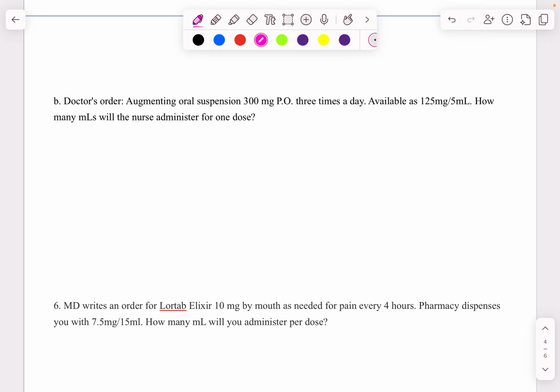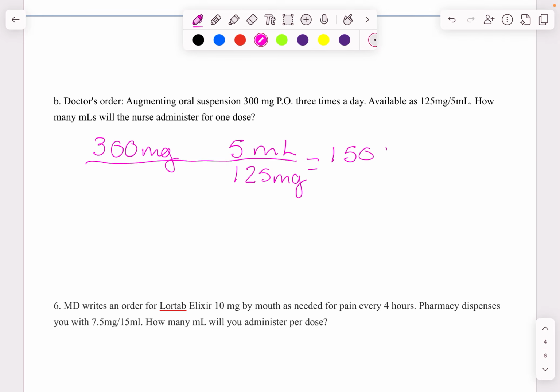The doctor's order, Augmentin oral suspension 300 milligram by mouth 3 times a day, available as 125 milligrams per 5 mLs. How many mLs will the nurse administer for 1 dose? Okay, so we'll set that up here. Our order is for 300 milligrams. We want to know mLs. We have 5 in 125 milligrams, balancing it out. 300 times 5 is 1,500, divided by 125 equals 12. So we will do 12 mLs.